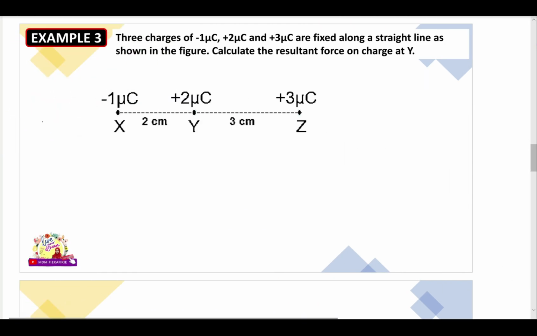Okay, for question number 3, so here we have point X, Y, Z. Dan kita ada 3 charges, negative 1. Okay, kita labelkan dulu. Okay, kita ada Q1, Q2, and this is Q3. So, calculate the resultant force on charge at Y. So, kita nak kira resultant force at Y. Okay? So, kita nampak dekat sini, negatif, positif, positif.